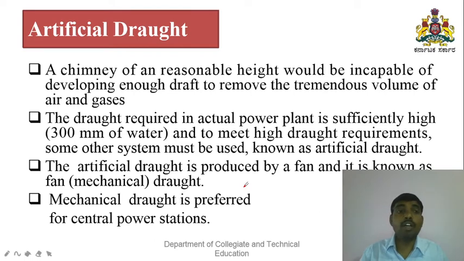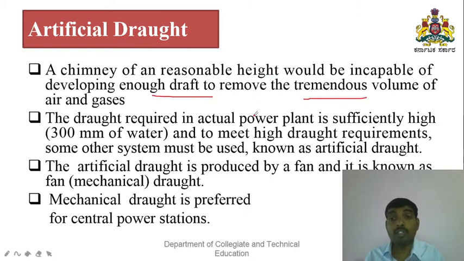Let's move on to artificial draught. I have just given a brief about mechanical draught and artificial draught. So what is artificial draught? A chimney of reasonable height would be incapable of developing enough draught to remove the tremendous volume of air and gas. So why should we choose artificial draught?